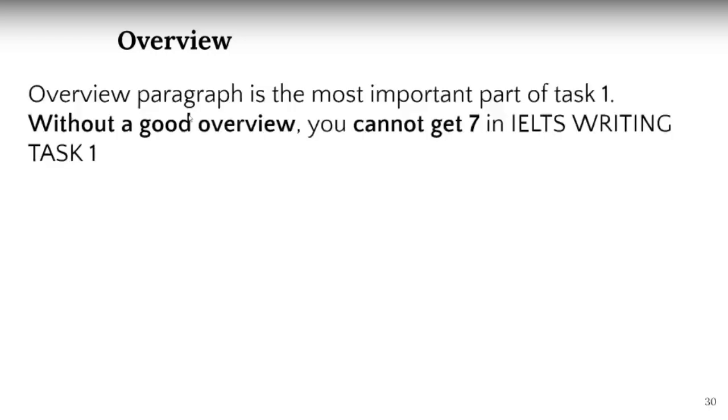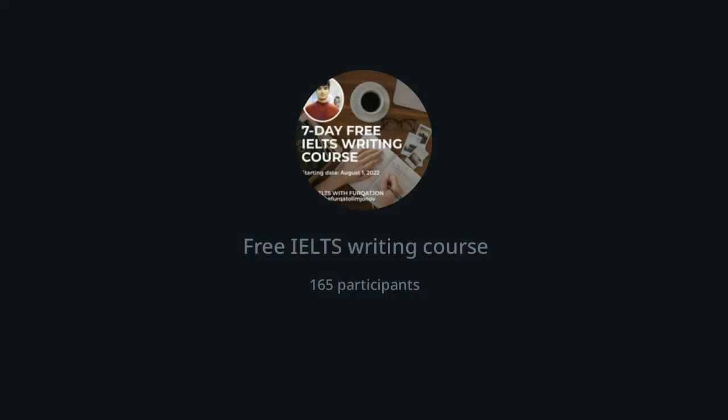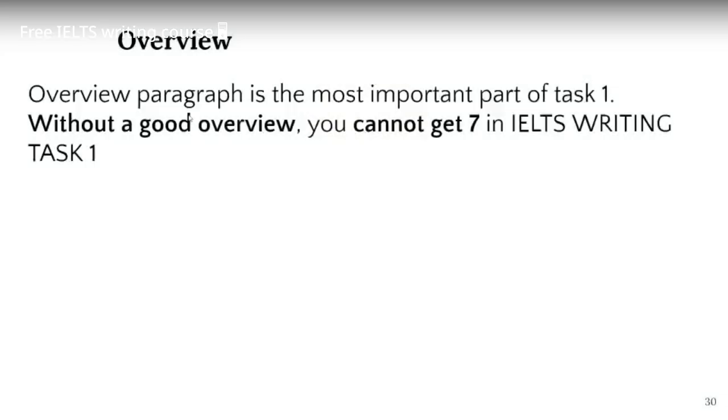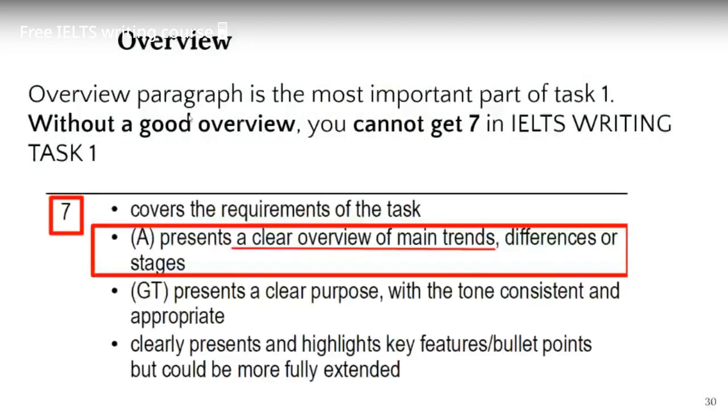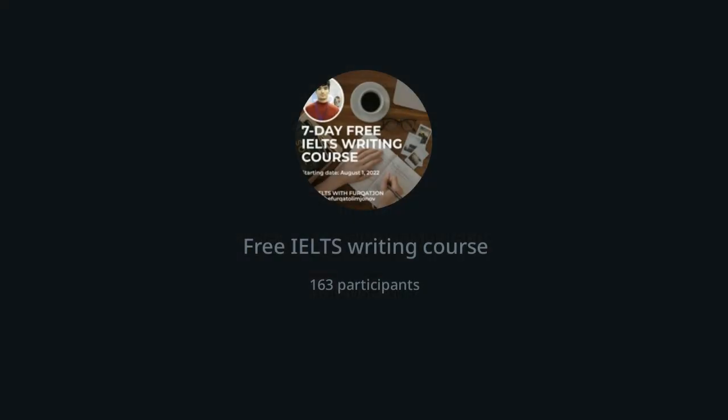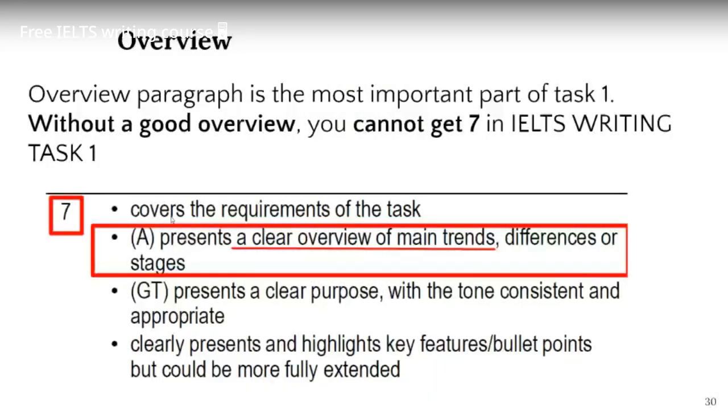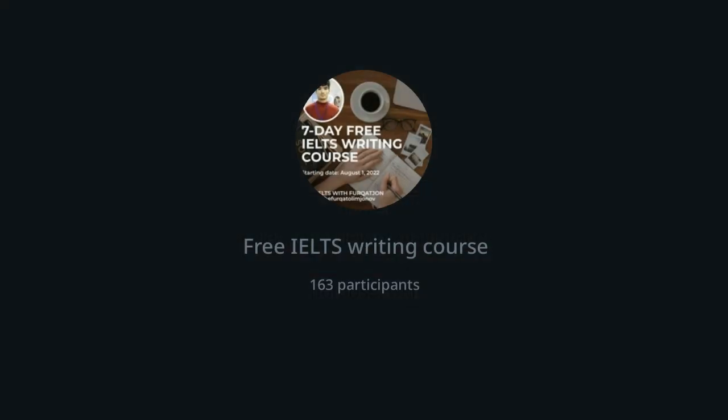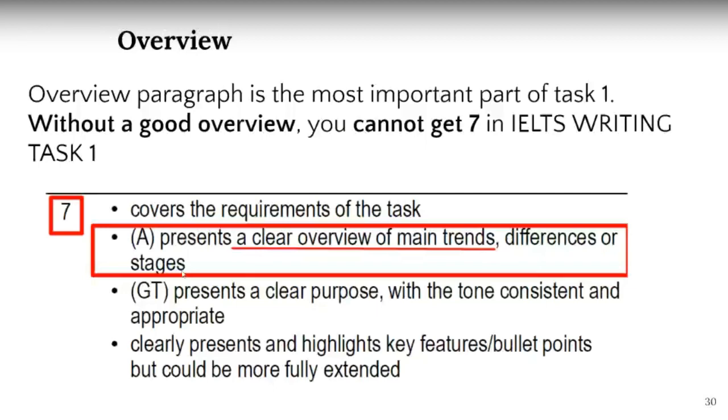Now we'll move on to the important part of our lesson, which is the overview. So the overview paragraph is the most important part of task 1. Without a good overview, you cannot get 7 in IELTS writing task 1, okay? It's really important to have a decent overview to get 7 in IELTS task 1. Otherwise, it's really hard. So why do you need a good overview? Easy. If you look at the task 1 band descriptors, it says to get 7, you have to present a clear overview of main trends, differences, and stages. So that's why you need to include a clear overview. So now we'll learn how to write a good overview.